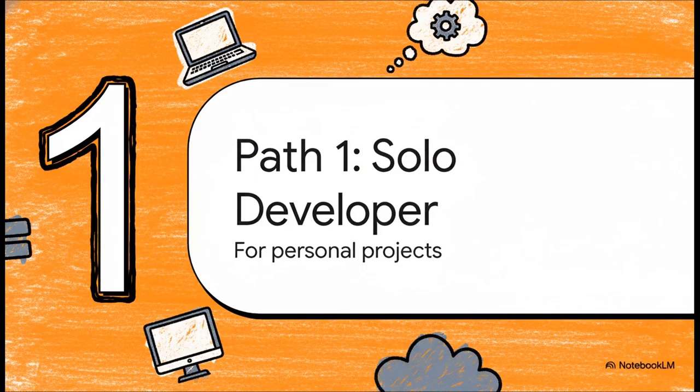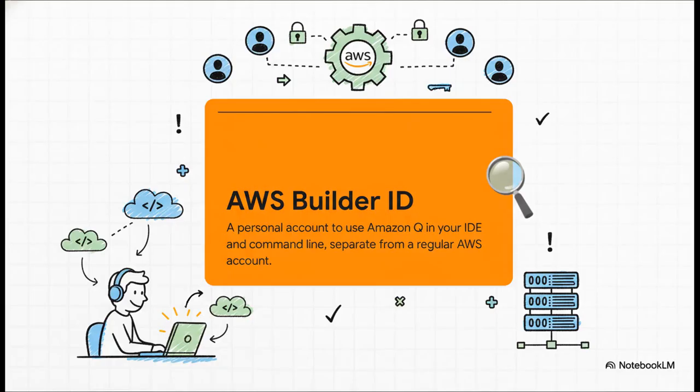All right, first up, let's look at path number one. This is for the individual developer. Let's imagine a persona we'll call Alex. Alex is just hacking away on personal projects, maybe trying out some new technology, and really just wants to get up and running with Amazon Q as fast as humanly possible. No fuss. For Alex, this whole journey kicks off with something called an AWS Builder ID.